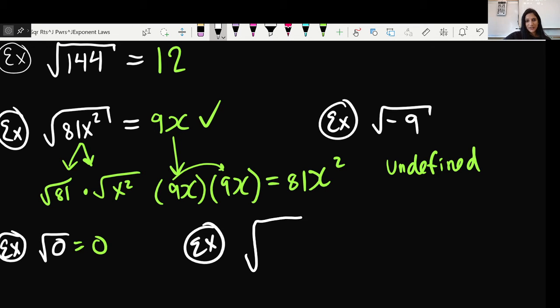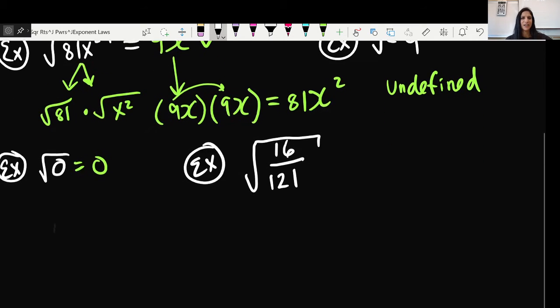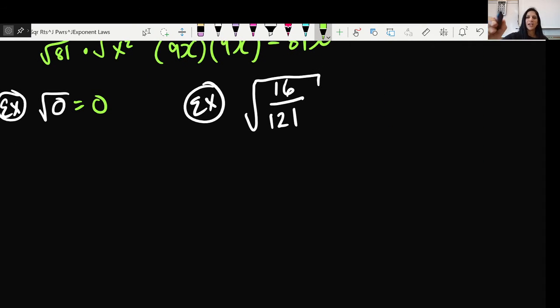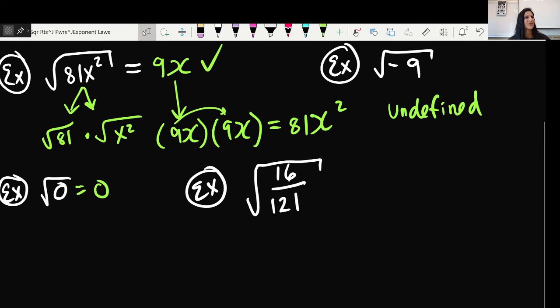So how about something like this? Root 16 over 121. And again, I'm not even sure if you have ever done this before. And that's great because we could do it together. But without me even teaching you this, can you think your way through this? Maybe what we did with 81x squared might be helpful. Yeah. Mason, right? Sorry, Mason, what'd you say? 4 over 11. Does everybody agree? Yeah, so this really is 4 over 11.